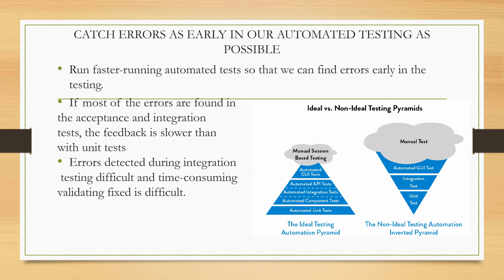What we want to do is we want to move with the ideal automated testing pyramid. We want to do automated unit testing that moves to automated component testing, that moves to automated integration testing, that moves to automated API tests, moves to automated GUI tests, and then you can do your manuals so that you've already passed all those kind of tests.